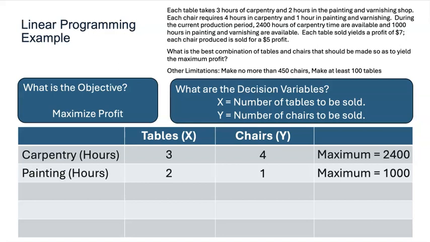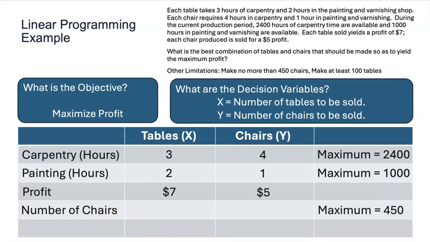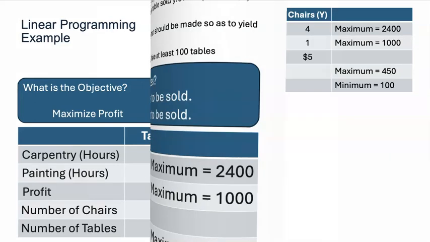Then we continue. Each table sold yields a profit of $7. So profit for tables, $7. Profit for chairs, $5. The other limitations, we should make no more than 450 chairs. So number of chairs, maximum is 450. And make at least 100 tables. So number of tables, the minimum is 100. All right, so now we have the information broken down based on the 2 decision variables, tables and chairs. So we can now proceed.